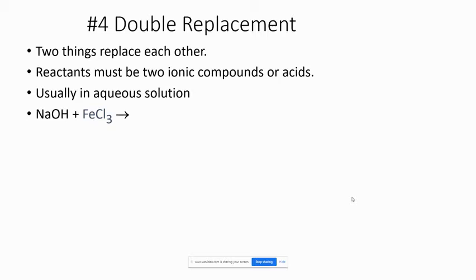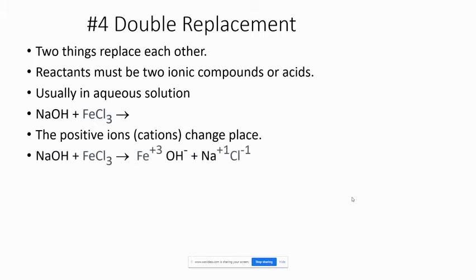We're going to take this sodium hydroxide. We're going to take this iron chloride and we're going to switch some things. We're going to switch the metals or the cations. They're going to be in different places. So the positive, the cations, are what's going to change places. So the sodium right here is now going to change places with the iron. So the iron is now going to be with the hydroxide, and the sodium is going to be with the chloride. We're going to have to remember how to write our formulas.